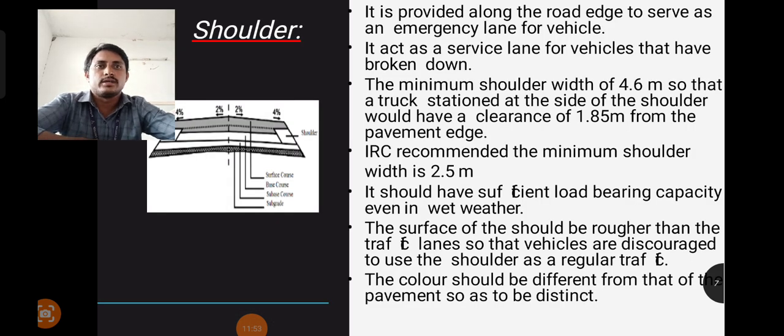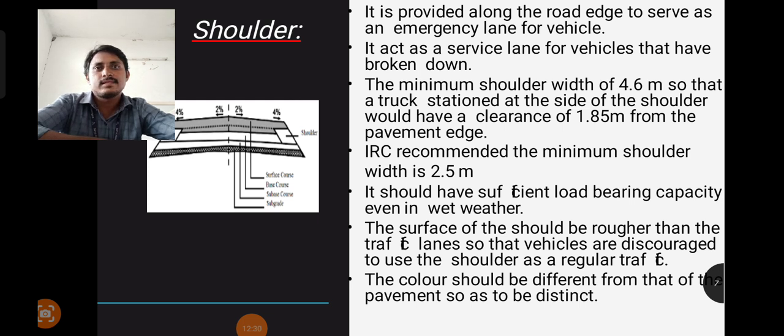The next, shoulders. After the carriageway, which means roadway, on the sides of the road, shoulder is provided. Shoulder is nothing but an emergency lane. It serves as an emergency lane, provided along the road edge. So it acts as a single lane for vehicles. The minimum shoulder width is generally 4.6 meters for a truck station at the sides of the shoulder.